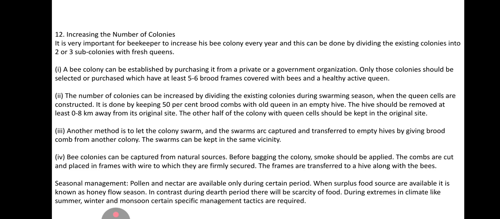Then seasonal management. Pollen and nectar are available only during certain periods. When surplus food source is available, it is known as honey flow season. Remember, when surplus food is available, it is called honey flow season. In contrast, during dearth period, which means when honey is not available, there will be scarcity of food. During extreme climate like summer, winter and monsoon, certain specific management tactics are required, like, as I already told, artificial food source should be given.